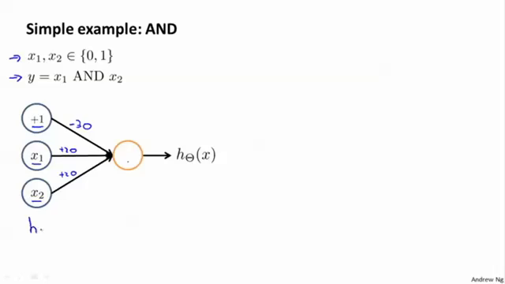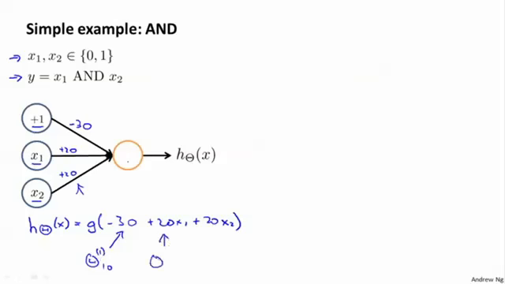So concretely, this is saying that my hypothesis h of x is equal to g of minus 30 plus 20x1 plus 20x2. So sometimes it's just convenient to draw these weights, or these parameters, up here in the diagram of the neural network. And of course, this minus 30 is actually theta 1 of 1, 0. This is theta 1 of 1, 1, and that's theta 1 of 1, 2. But it's just easier to think about it as associating these parameters with the edges of the network.